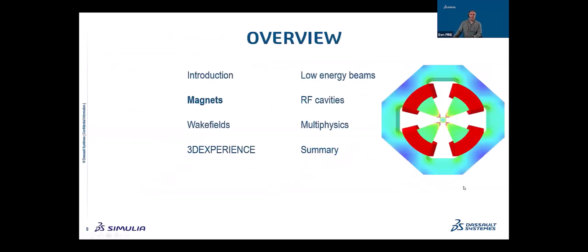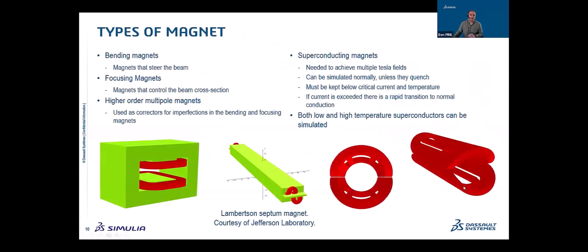Moving on to look at magnets. So there are lots of different types of magnets required in a particle accelerator, including bending magnets that steer the beam, focusing magnets that control the beam cross-section, and higher order multipole magnets. So focusing magnets have 4 poles, and multipole, we're talking about things that have 6 or 8 or higher. And these are used as correctors for imperfection in the other magnets or for correcting higher order beam dynamics.